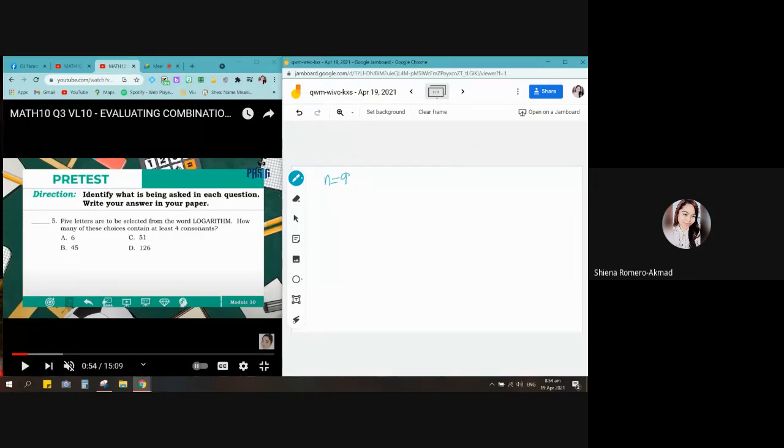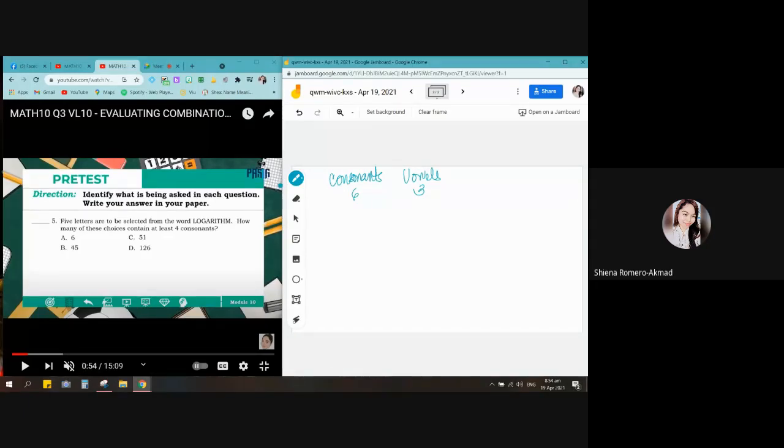So you're going to look for the number of consonants. We will not list all the choices. What we will do is separate the consonants and the vowels. How many consonants do we have here? 6, ma'am. How many vowels? Of course, that is 3, since the total number of letters is 9.